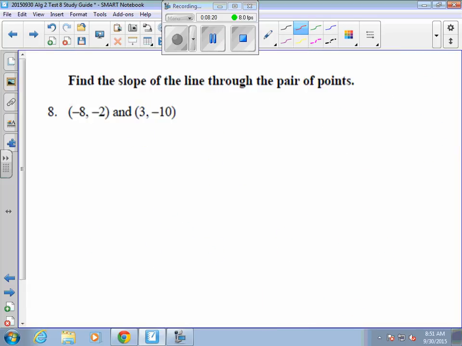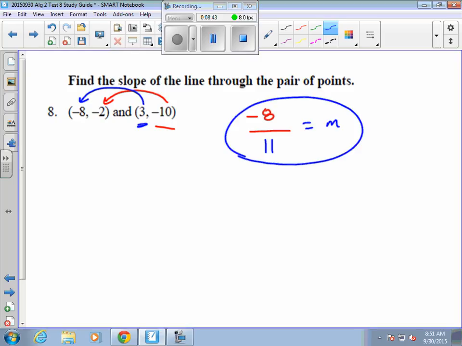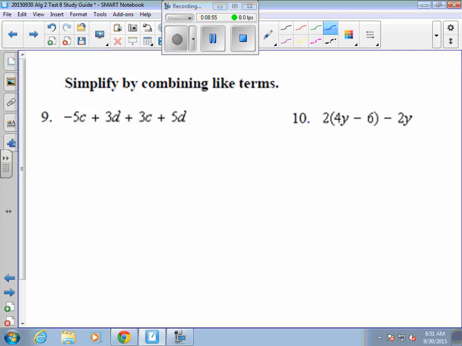Number 8 tells you to find the slope through these 2 points. Remember, y sub 2 minus y sub 1. -10 minus a -2 means +2. That's -8. Over x sub 2 minus x sub 1. 3 minus a -8 means +8, which is 11. M's value is -8 over 11. Sure, you could use the slope formula if you need to, and label everything x sub 1, y sub 1, x sub 2, y sub 2, plug it in, and make sure you do minus a negative, which means plus a positive.